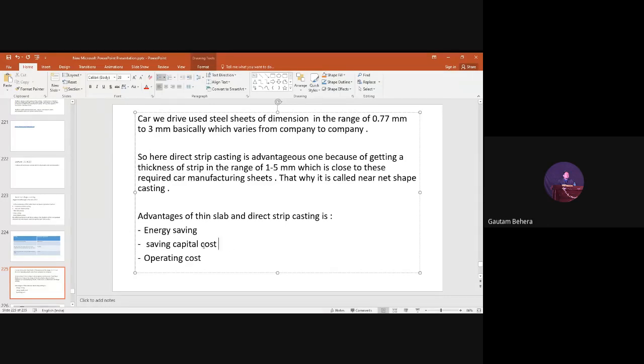And second, operating cost. Obviously, if we have a lot of rolling machines, the operating cost will be increased, and simultaneously we can have a lot of heating furnaces also. So here heating furnaces will be avoided, and a lot of rolling machines will be avoided, so that capital cost and operating cost can be saved. Obviously this will lead to economical production, right?